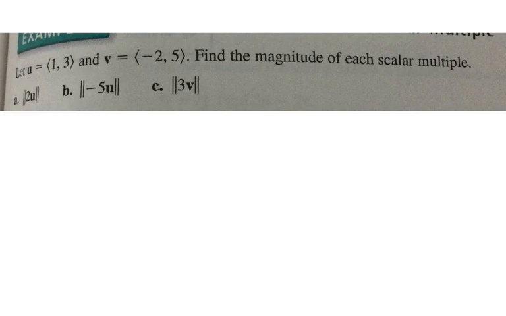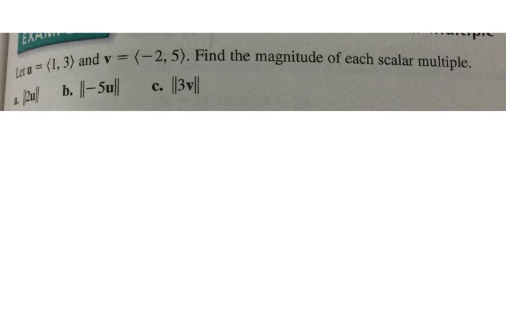All right, next thing we're going to do, we want to find the magnitude of each scalar multiple. So what does magnitude represent? Magnitude is the distance that the vector is. Distance is always positive. Magnitude is always positive. You can't have a negative magnitude. So if you have a negative number in the end, we take the absolute value of that, because distance is always positive.